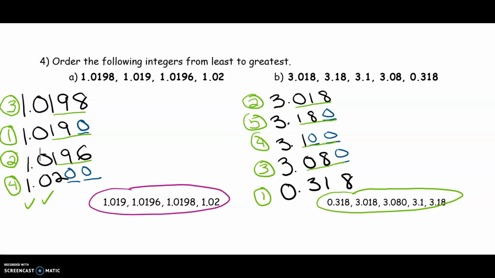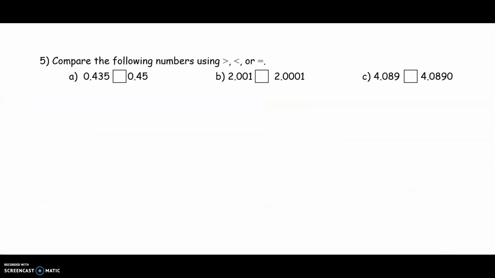Now on to question number 5. In question number 5, we want to compare the following numbers using our greater than, less than, or equal to. Inequalities are going to be used to compare for letters A, B, and C. We want to start this very similar to how we did question 4. We line up our decimals and we compare each column so we can figure out who will be the greater value so we can point our inequality that direction, unless we have a quantity that is equal.